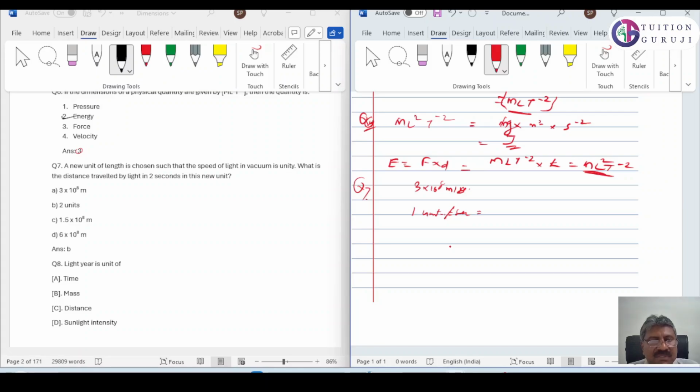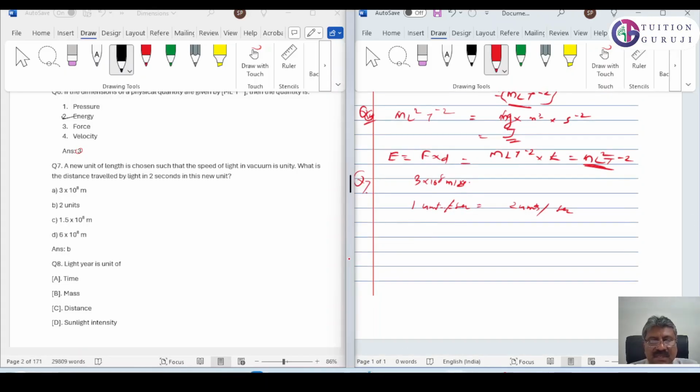So in 2 seconds it will travel 2 units, because the speed is so much distance per second. Instead of 3 into 10 raised to 8, the speed is given as 1 unit per second. So in 2 seconds it is 2 units. So the answer is 2 units, option B.